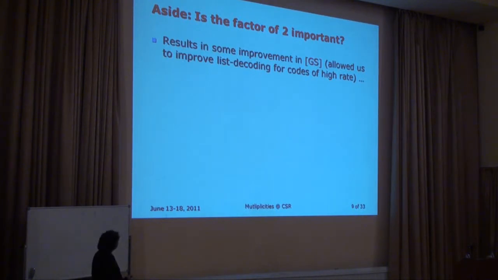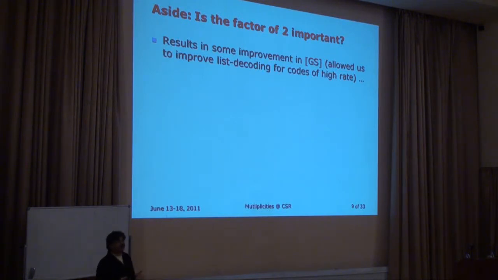At the time, this was the first time that we could get an interesting improvement to decoding of Reed-Solomon codes for codes of rate greater than 50%. The rate of the code is, say, the degree of the polynomial to n. And why is this interesting?